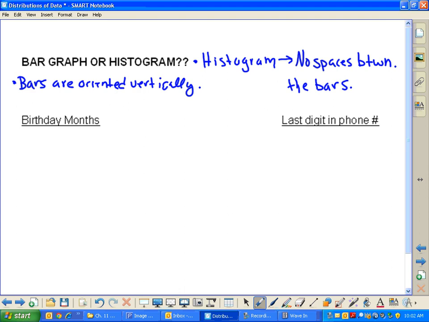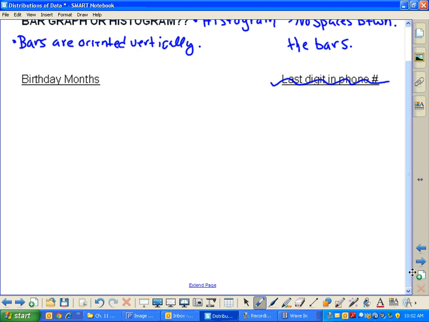All right, so the first thing we're going to do is we're not going to worry about the last digit in a phone number. We're not going to worry about that one, because after I do the month one, you get the basic idea of how to do a histogram. Okay, so basic histogram, we're going to do birthday months first. So we have them over there on the sideboard. First thing you're going to draw is an X and a Y axis. It's going to look like this. Here's your Y axis. Here's your X axis.